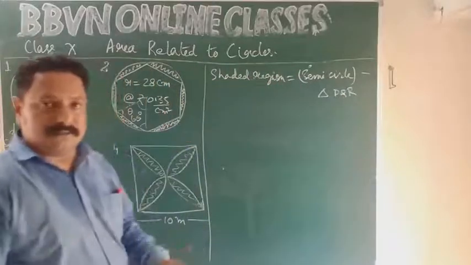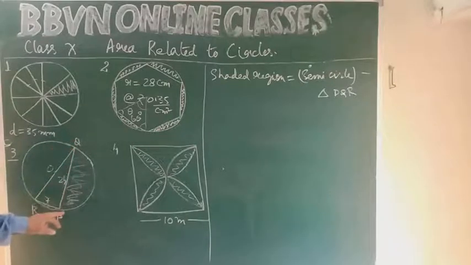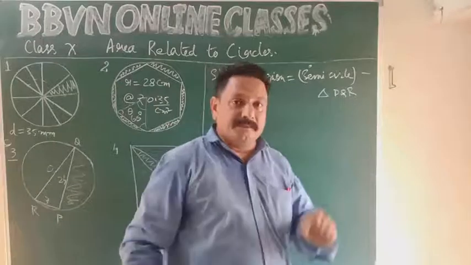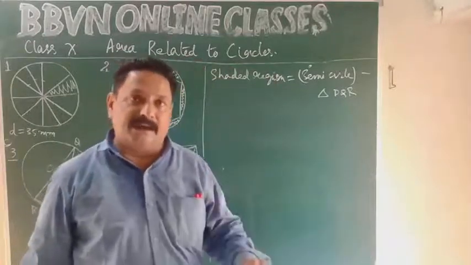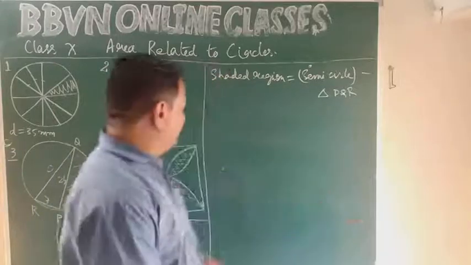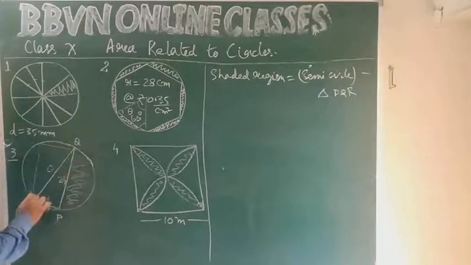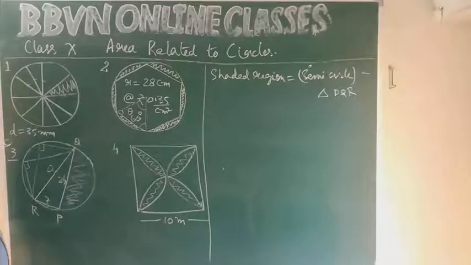Okay. Shaded portion, semicircle. RQ is the diameter because it passes through center O. QP is a chord. PR is another chord. Now we know one thing. We have studied a theorem in class 9 that the diameter of a circle subtends a right angle at any point on the circumference. If this is the diameter, anywhere on the circumference of the circle, the angle subtended by this diameter will always be a right angle. So we know that this angle is 90 degrees.